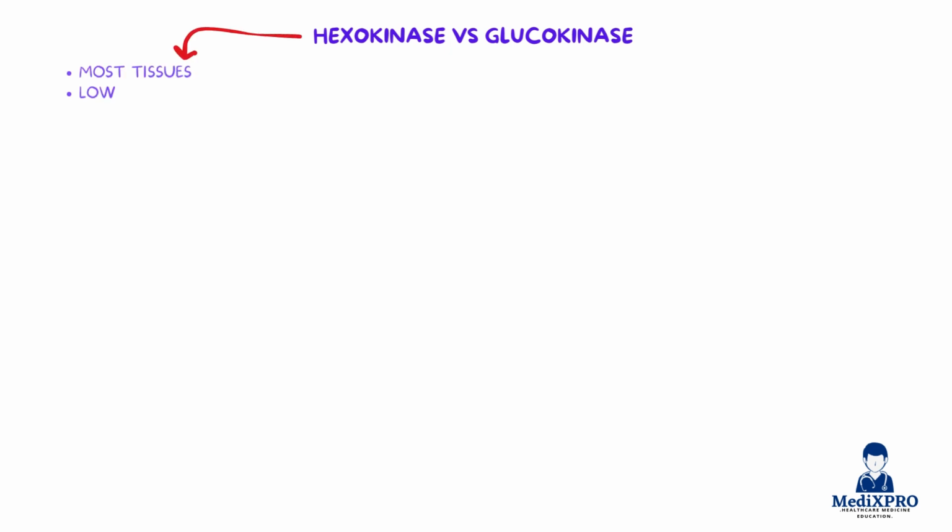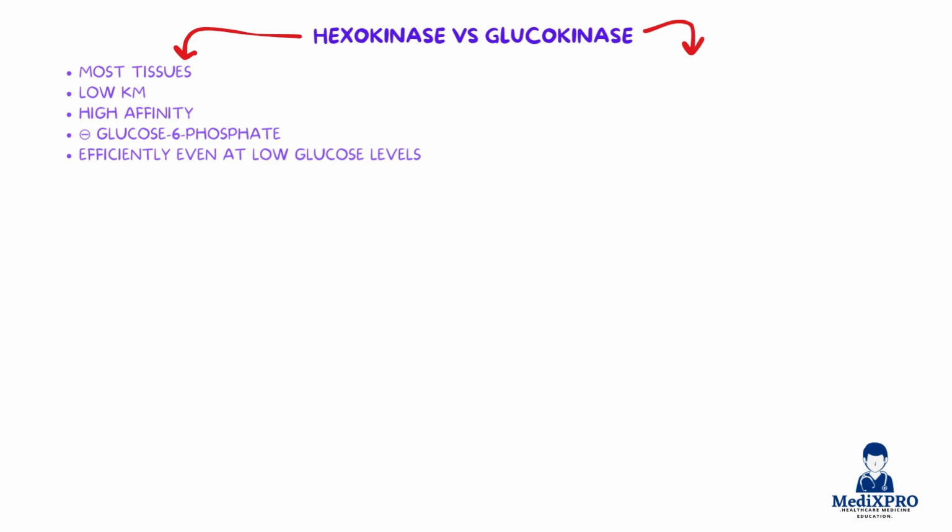That leads us to a very high yield comparison, hexokinase versus glucokinase. Hexokinase is found in most tissues, has a low Km, meaning high affinity, and is inhibited by its product, glucose 6-phosphate. It works efficiently even at low glucose levels.